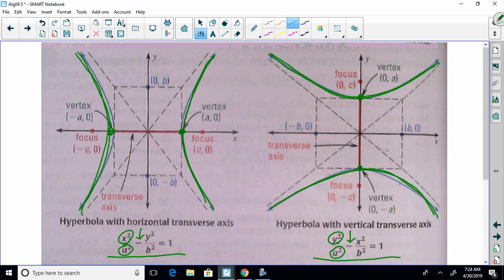Letter A is the distance from the center to a vertex. So that would be the same as in ellipses. Center to vertex is A units. And of course, the center of all these hyperbolas today will be at 0, 0.